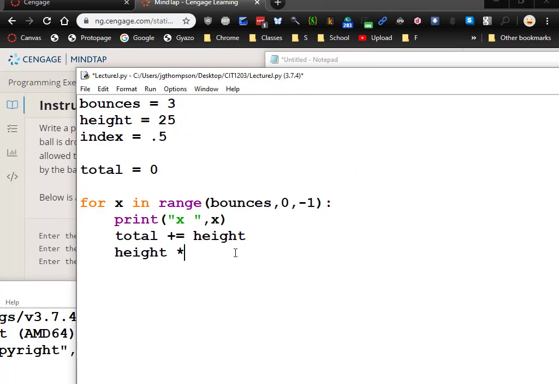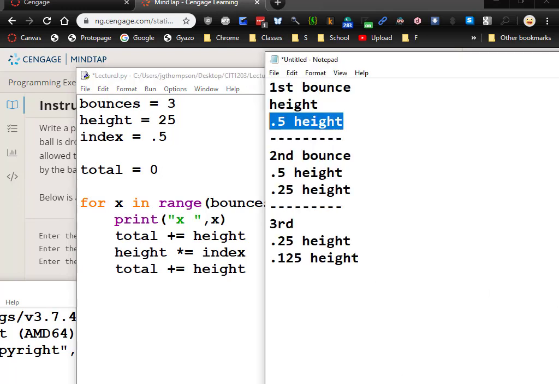Height times equals the index. That'll chop it in half. And then we add it to the total again. Total plus equals height. Why don't we print these things out too to make sure that we like what's going on? So on the bounce down, we went the entire height, and on the bounce back up, we went half the height. On the bounce down, we went half the height, and we went back up a quarter of the height.